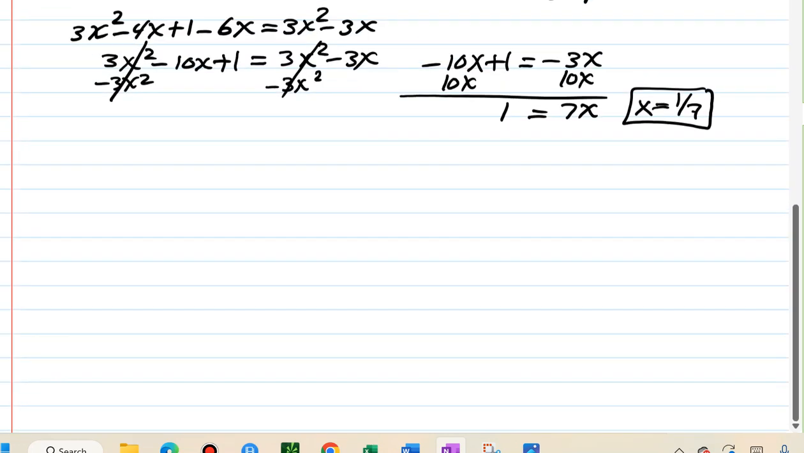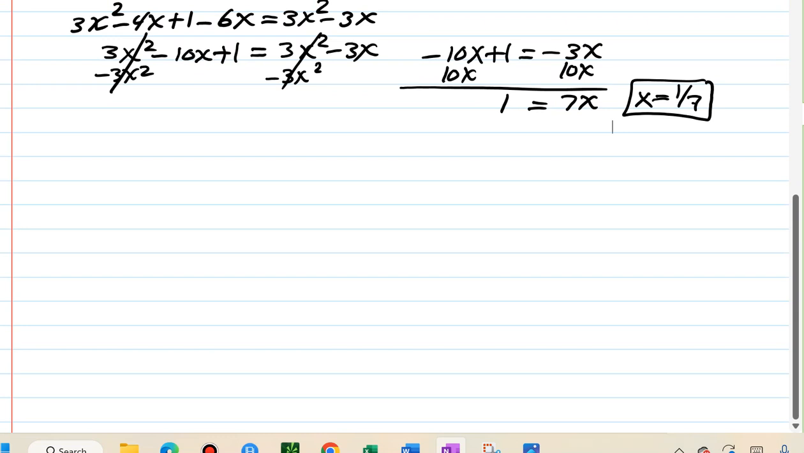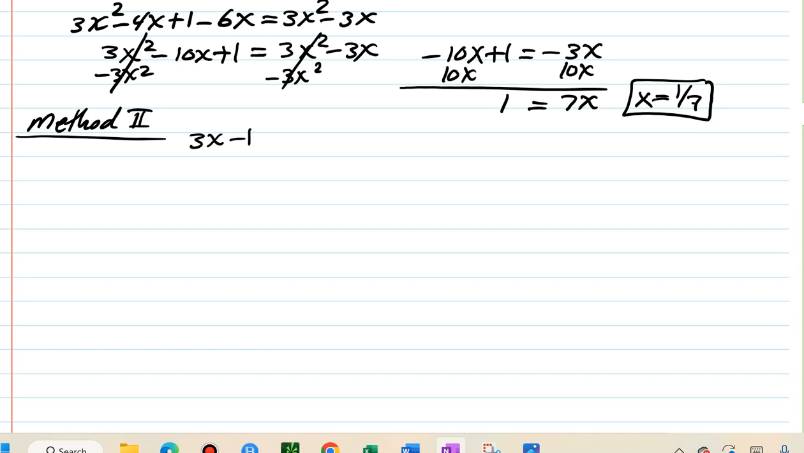Now let's look at our alternate method for this one. Okay, the alternative method, call this method B. See which one you like better. Method B or second method, call it method 2. So this is the second method. And the equation was (3x minus 1) over 3 and negative 2x over (x minus 1) equal x. Just like the previous method, we're going to find the LCD. The LCD is 3 times (x minus 1).